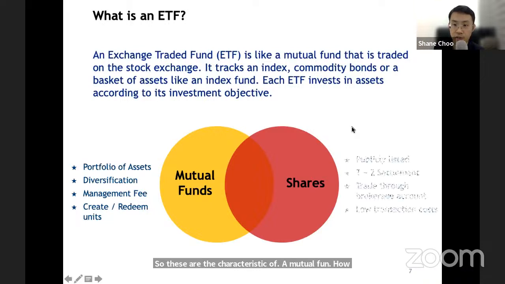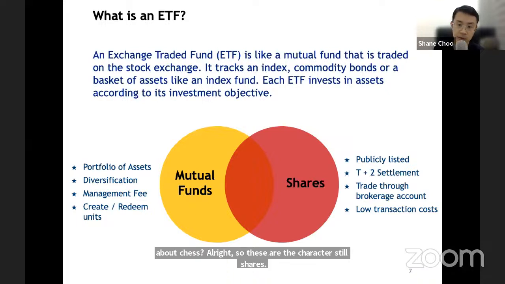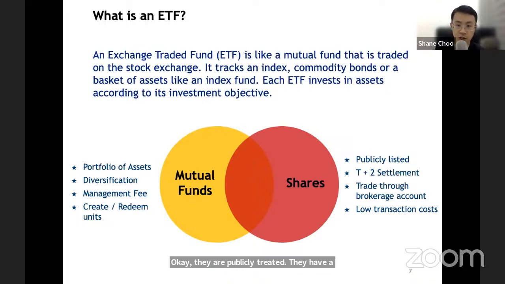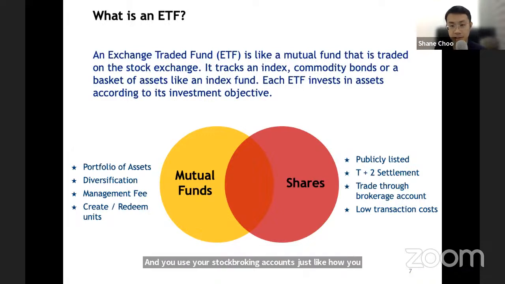How about shares? So these are the characteristics of shares. They are publicly traded. They have a T+2 settlement. They trade through a brokerage account, and they charge low transaction costs, typically 0.1% for a cash account, and so on. And you use your stockbroking account just like how you buy shares. How you buy an ETF is just like how you buy a share. So it's publicly traded.